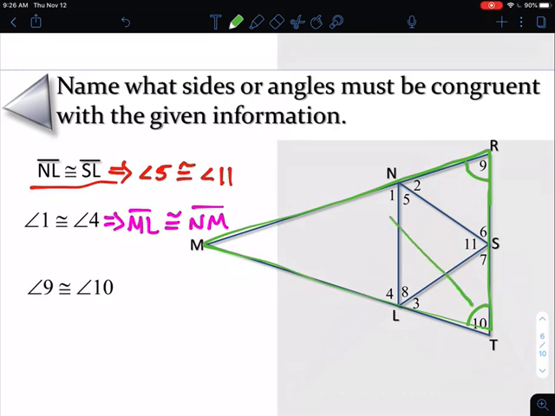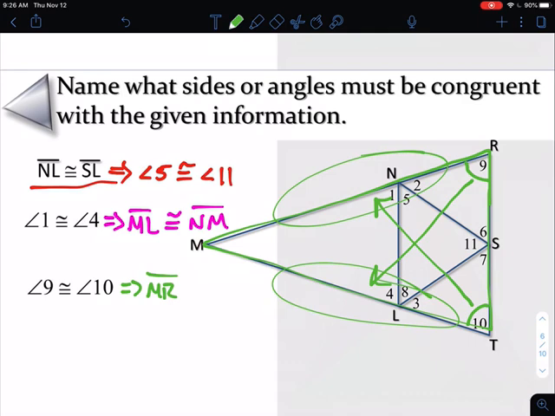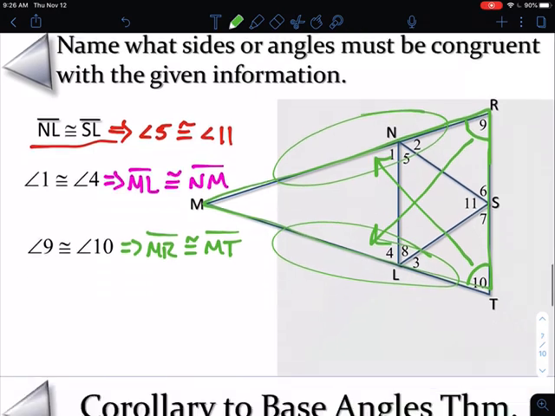And so when I go across from angle 10, I've got to go across to this whole side here, which is line segment MR. And then if I'm going to go across from angle 9, I got to come over to this entire side over here, which is line segment MT. So if they tell me 9 and 10 are congruent, that means line MR is congruent to line MT. So it's really important that you make sure you go across to the opposite side or go across to the opposite angle for any of those two congruent sides. Okay.